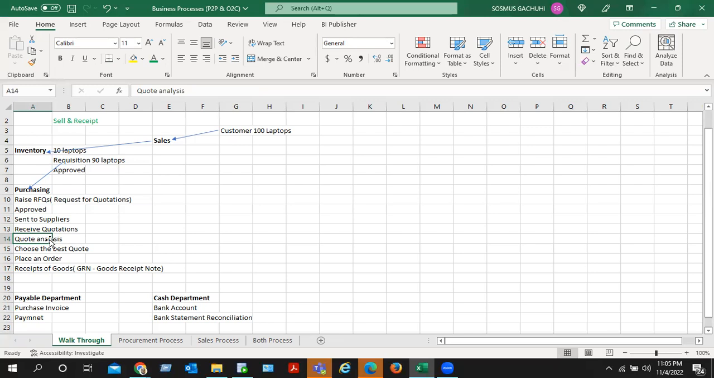Quote analysis is the process of analyzing all the quotes that have been received from the suppliers and settling on the best. That's where the organization will choose the best quote. Once the organization chooses the best quote, it places an order with the supplier who has the best quote. Once the supplier receives the order, they will supply goods, and the goods will be received in the organization.